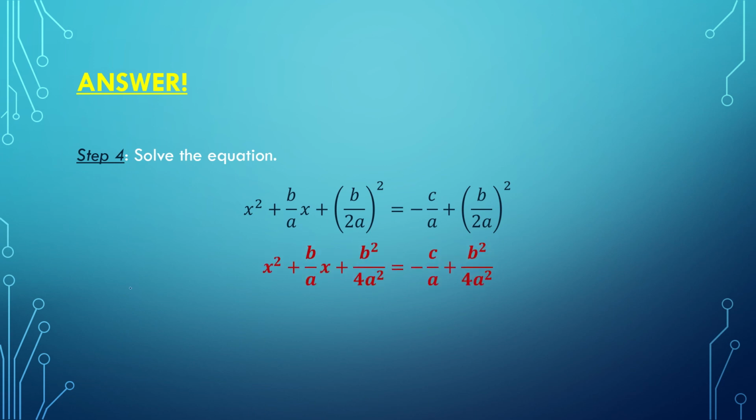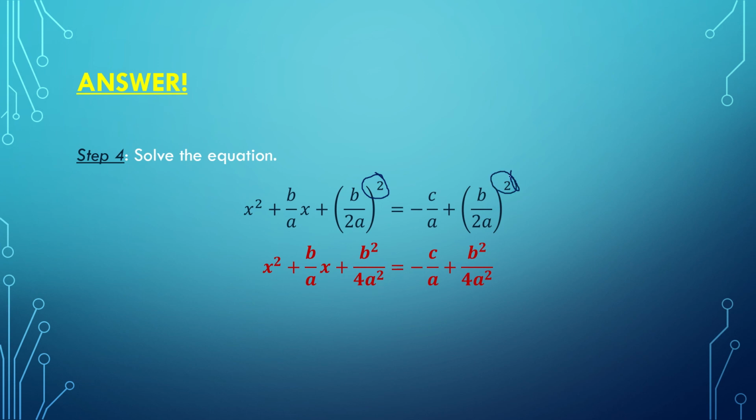If I open up everything so that I make the square part an individual term, it will be x squared plus b over ax plus b squared over 4a squared is equal to negative c over a plus b squared over 4a squared. I believe you can see how everything comes about. Basically, what I've simply done is that we had these square factors, and I opened up the fractions and the brackets.